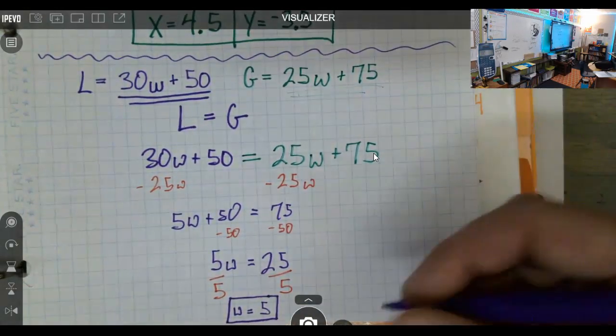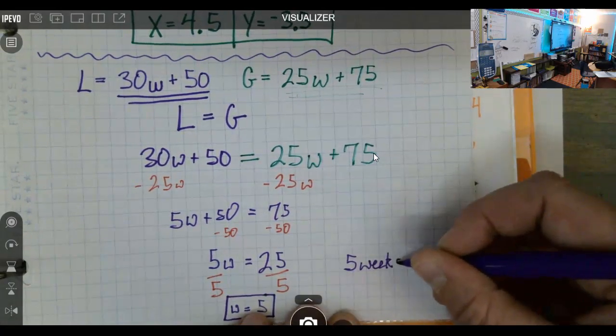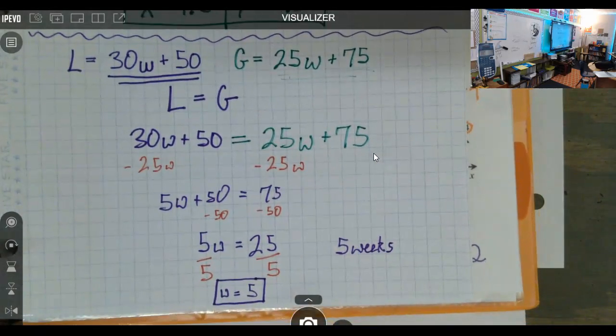So W would be 5. So really, 5 weeks. But wait, they want to know how much money Latanya and George will have. You getting this written down, Will? You might already have it written down, but if you don't, I would make sure you get it written down.